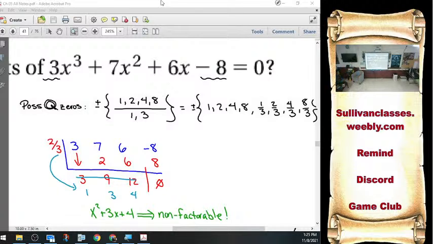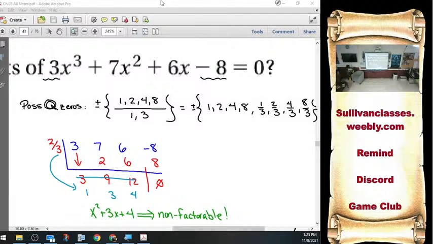Okay. Stage 1, the white stuff. Were you able to get plus or minus 1, 2, 4, 8, 1 third, 2 thirds, 4 thirds, 8 thirds? You got that. Okay. Now, looks like I just got really lucky. I guessed 2 thirds right away. Huh.